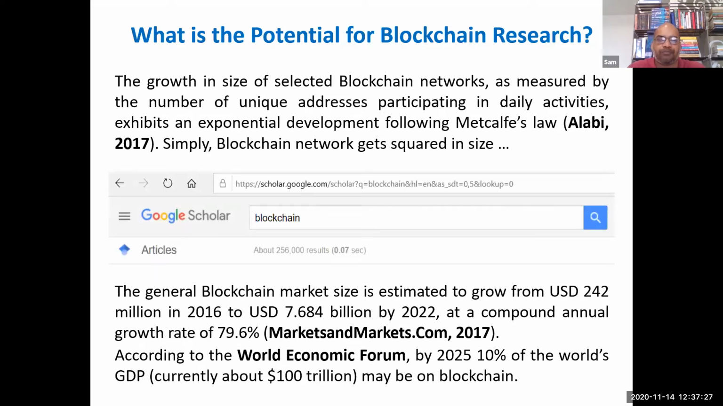Now, this is just a screenshot of if you go on Google Scholar and search for articles on blockchain, you can see you are hitting around 256,000 results. So there is a lot of research going on in blockchain.